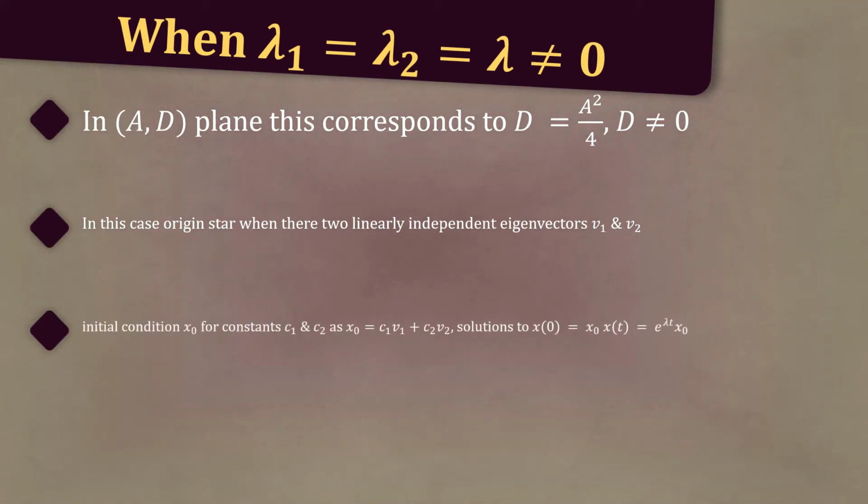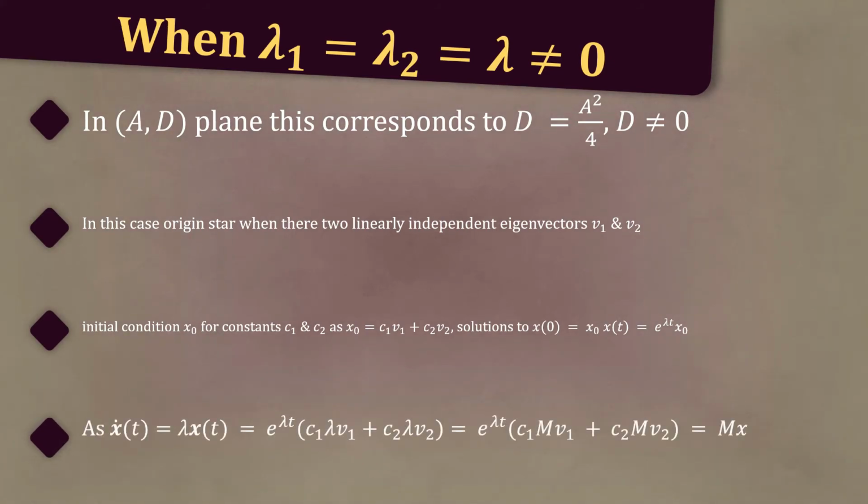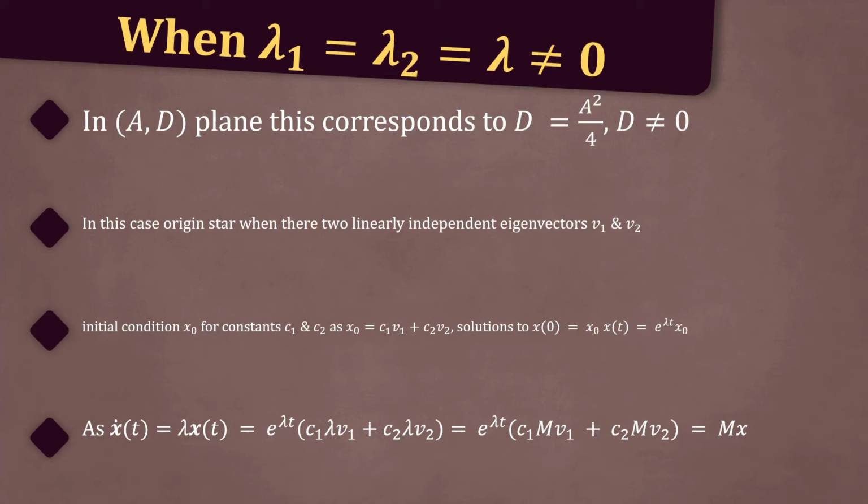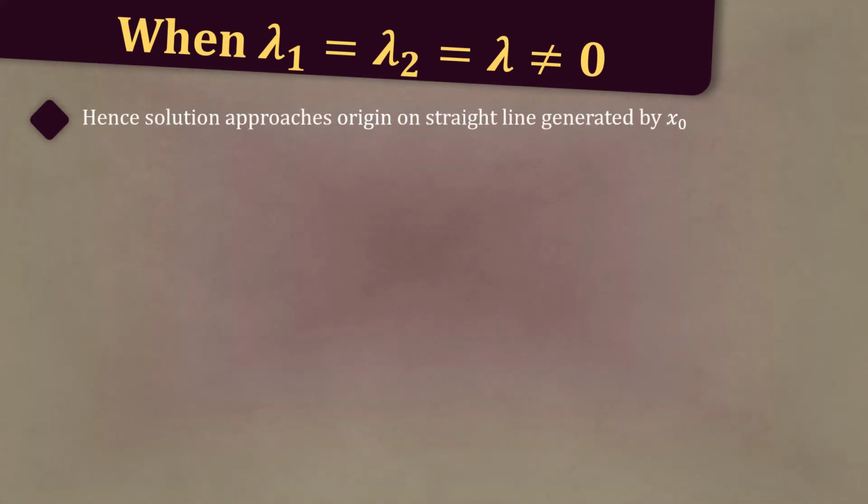Any initial condition x0 can be written for some constants c1 and c2 as x0 equals c1 v1 plus c2 v2, so the solution is x of t equals e to the lambda t x0. As x dot of t equals lambda x of t, which is equal to e to the lambda t times c1 lambda v1 plus c2 lambda v2, which is equal to e to the lambda t times c1 v1 plus c2 v2 times lambda, we have that this is equal to lambda x. Hence, the solution approaches the origin, or runs away from the origin depending on the sign of lambda, on a straight line generated by x0.